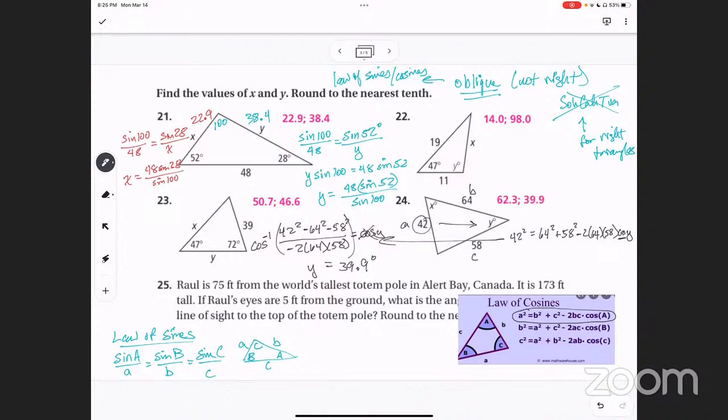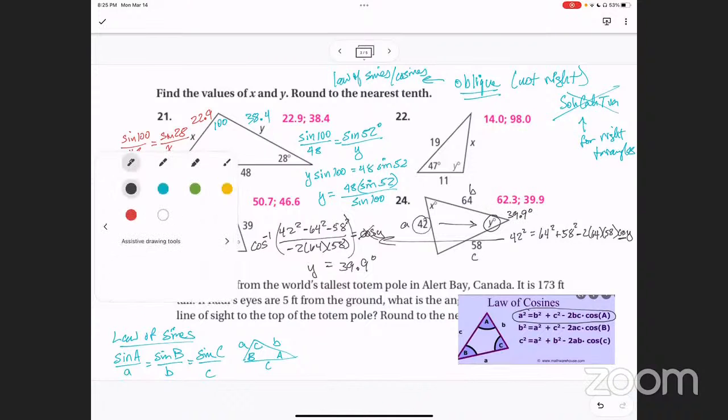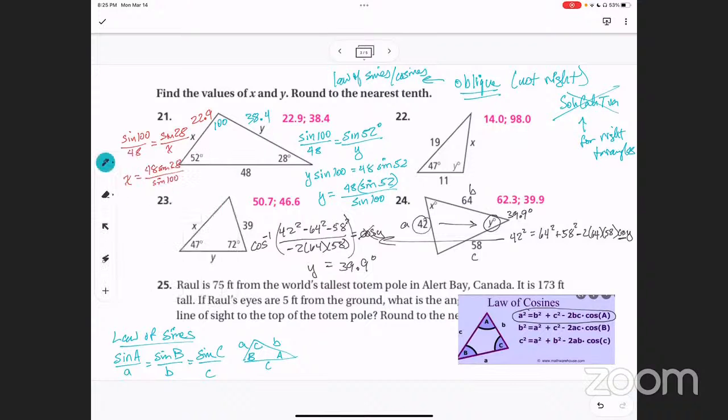You have to do the C squared equation. I could do that, or now that I have Y, what could I just use? Couldn't I do the law of sines now? Oh yeah, you could. That's what you do.